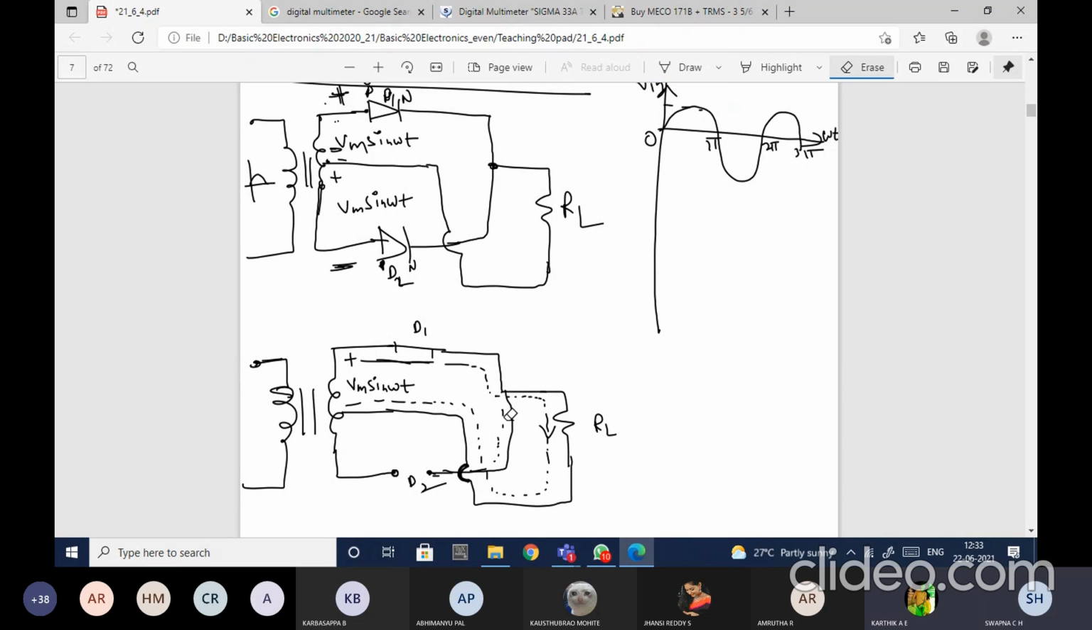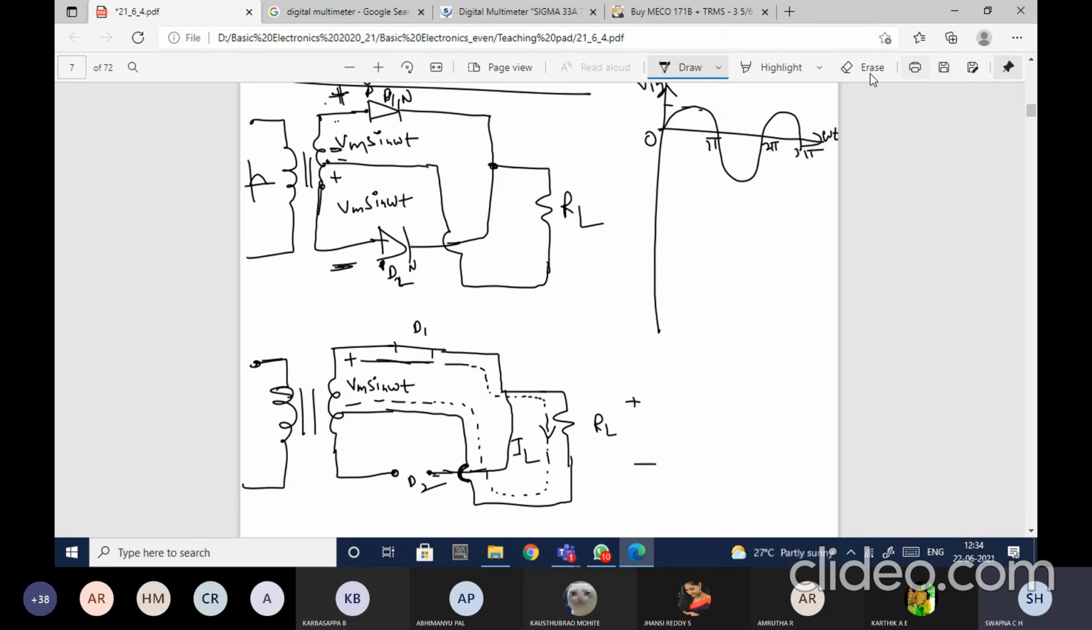Is a closed path available or not? That is what my question is. Yes, it is available. Yes, ma'am. Okay, so that is the reason the current will flow. Let me name that current as IL. If you observe, the current is flowing in this direction, from up to down. So this is positive, and this is negative.